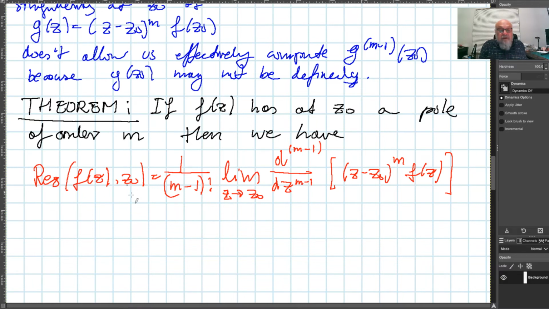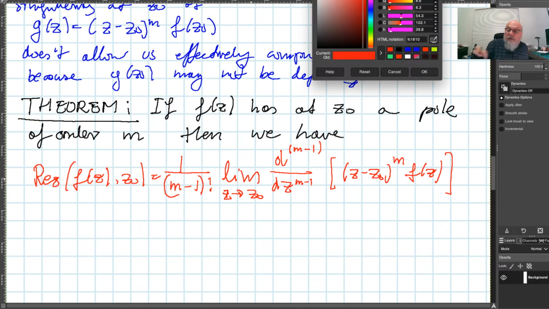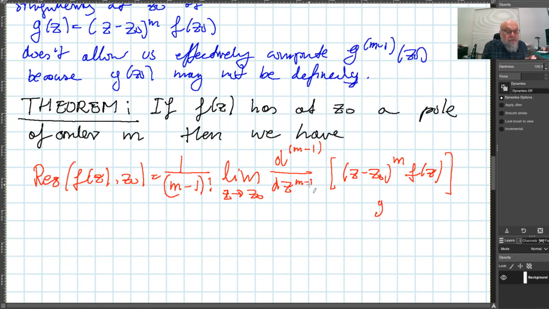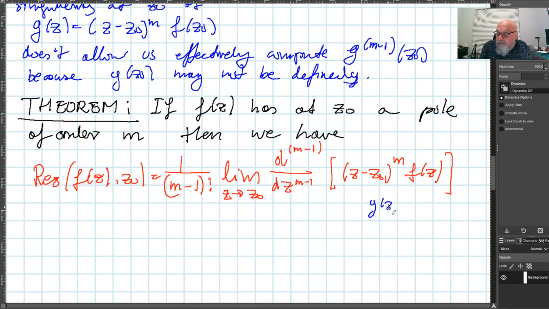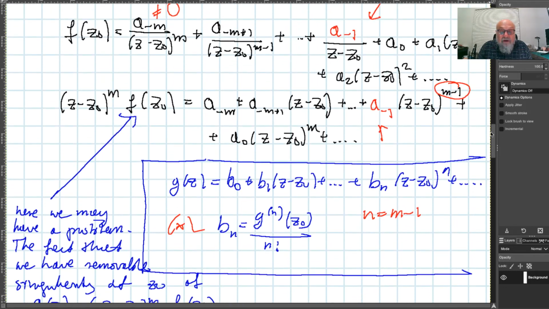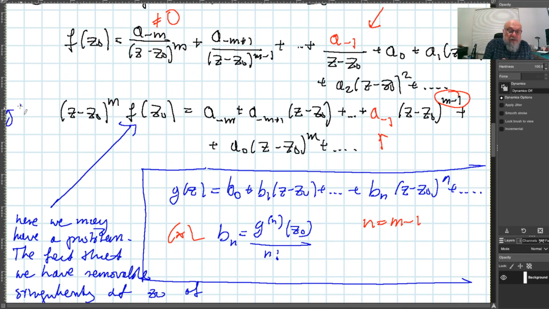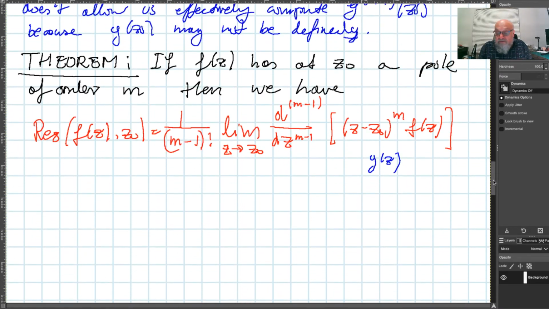Just remember, like it was previously said, that was our g of z. I need to change the color. This was our g of z, so that will be the coefficient. So where is our g of z? Here. That's the g of z. And then that's why we have this formula.